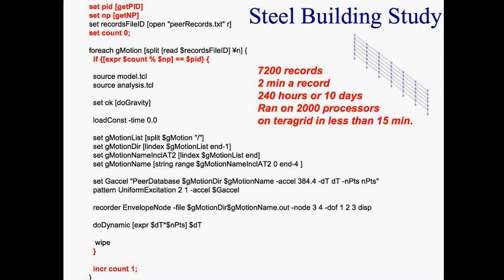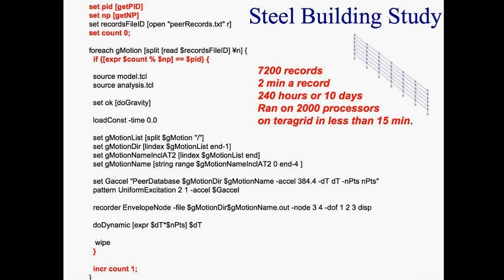So here's another example. This was done within PEER when they were doing the earthquake evaluation, how to scale earthquakes. This is a steel building. The student came to me with this script. He wanted to run 7,200 records. Each record was taking 2 minutes. It would have basically taken 10 days to run. So we ran it on a 2,000 processor machine in less than 15 minutes.